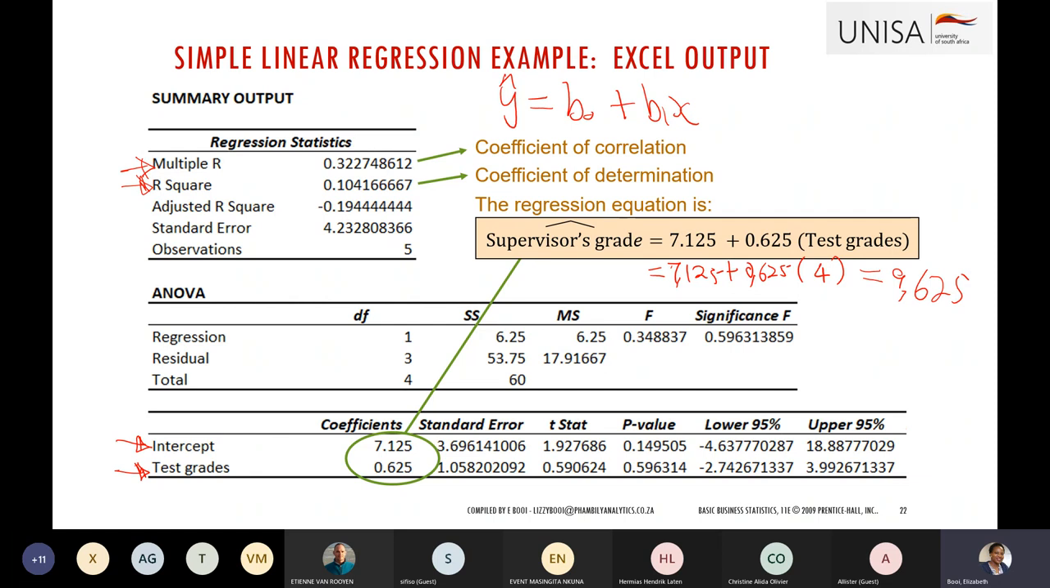Okay, so that will be the regression on Excel. The output will look like this. The others, don't worry about them, because they're not part of your syllabus. It's for other modules to worry about. But for you, you just need to know only those 4 things that I've ticked.